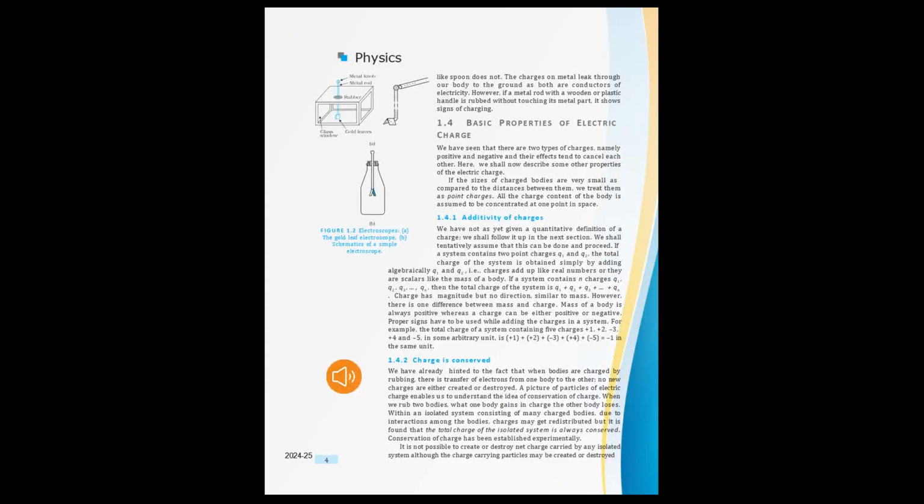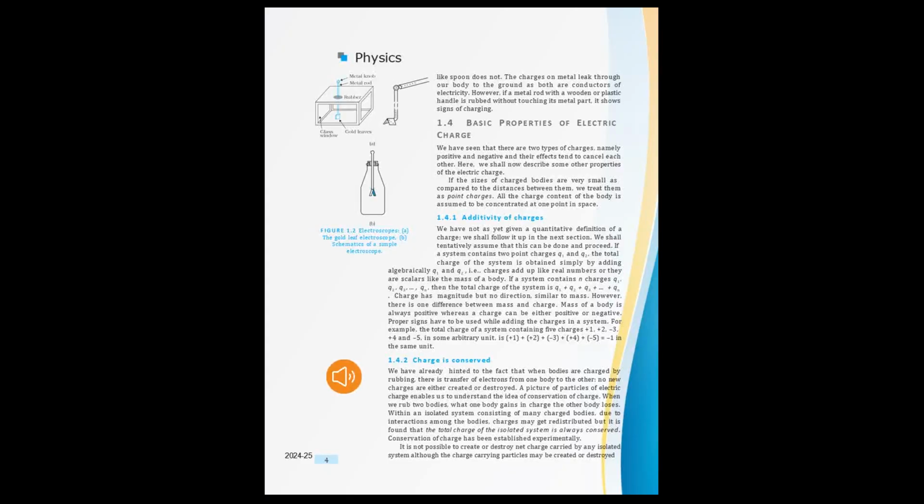However, there is one difference between mass and charge. Mass of a body is always positive, whereas charge can be either positive or negative. Proper signs have to be used while adding the charges in a system. For example, the total charge of a system containing 5 charges +1, +2, -3, +4 and -5 in some arbitrary unit is +1 +2 +(-3) +4 +(-5), that's equal to -1 in the same unit.